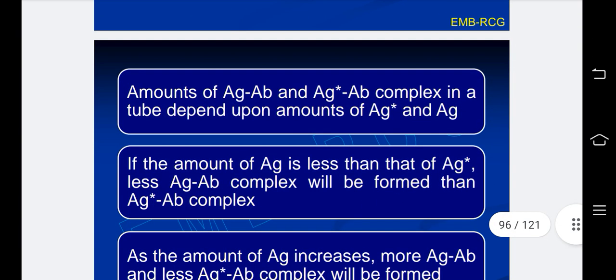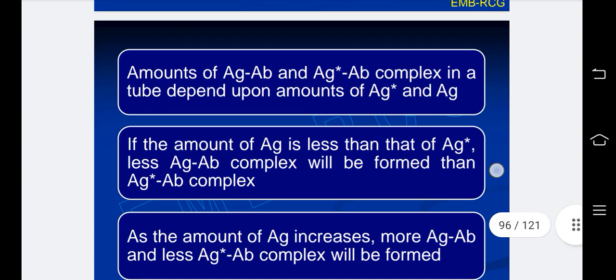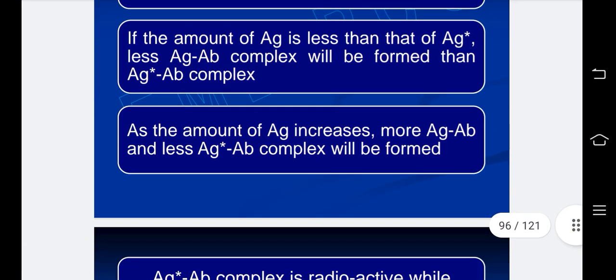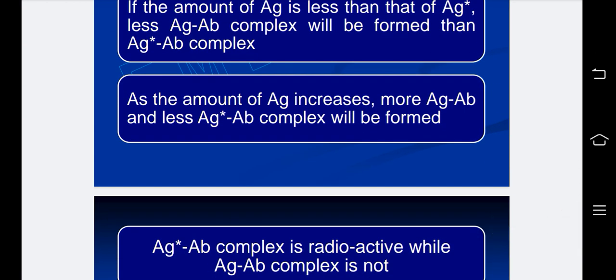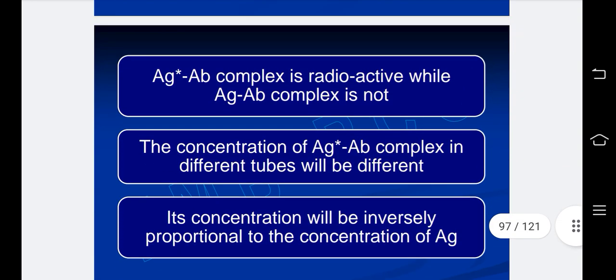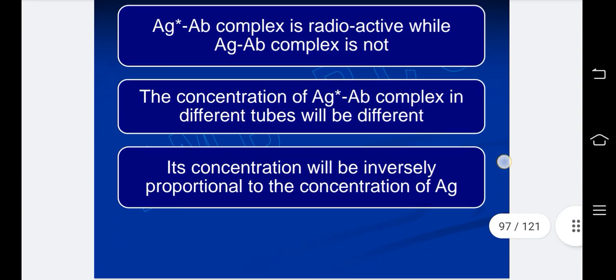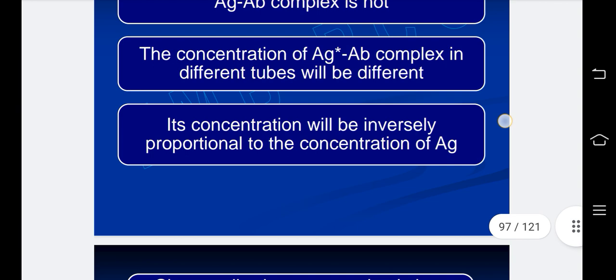So the amounts of AG-AB and AG star-AB complex in the tube depend upon the amounts of AG star and AG. If the amount of AG is less than that of AG star, less AG-AB complex will be formed than AG star-AB complex. As the amount of AG increases, more AG-AB and less AG star-AB complex will be formed. AG star-AB complex is radioactive while AG-AB complex is not. The concentrations of AG star-AB complex in different tubes will be different. Its concentration will be inversely proportional to the concentration of AG.